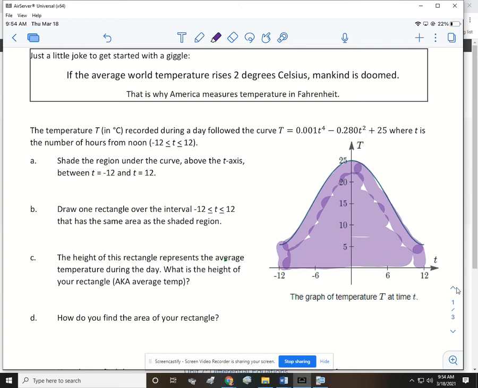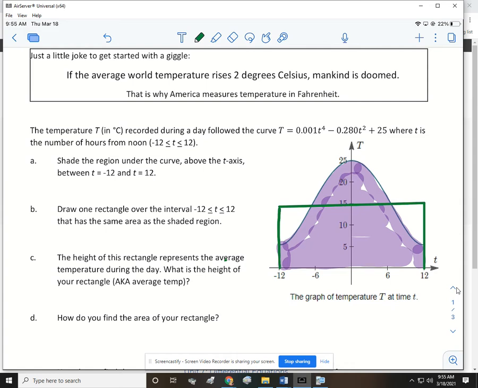Okay, so that's halfway decent. All right, and then for B, we are going to draw one rectangle over that interval from negative 12 to 12 that has the same area as the shaded region. So I want the sides of the rectangle to actually be at negative 12 and 12. Then we want to figure out a height of that rectangle so the area of that whole rectangle matches the purple area. So I would say about 15. That's a pretty good height.